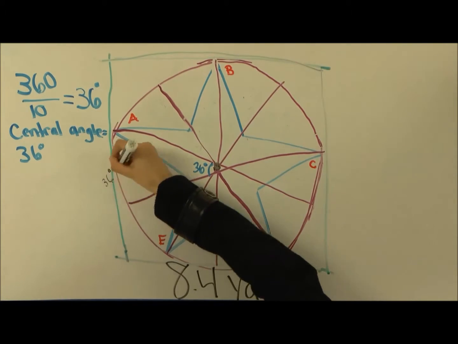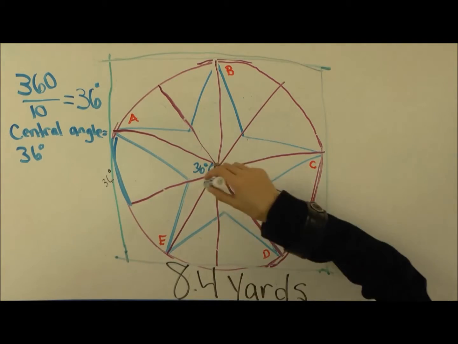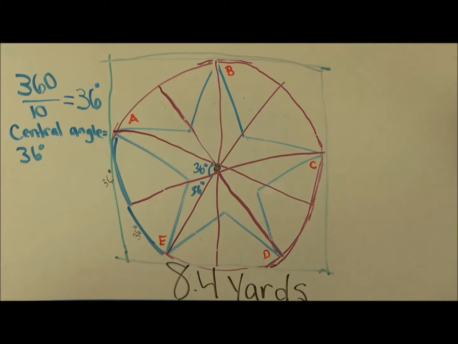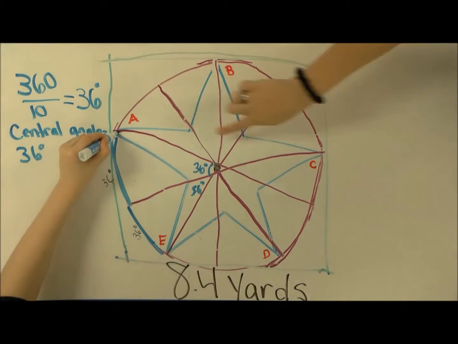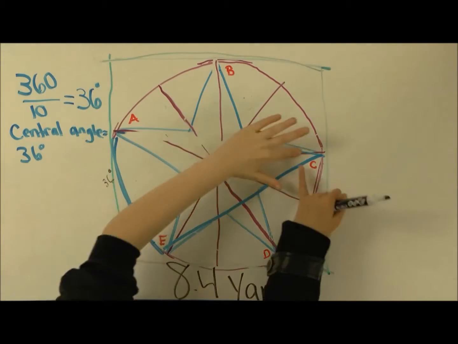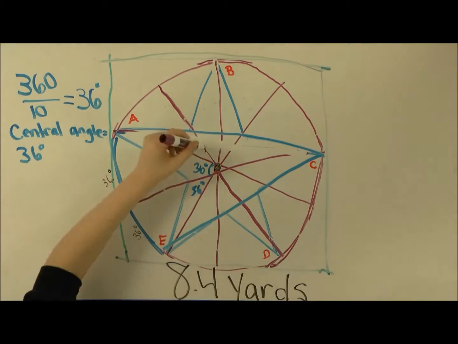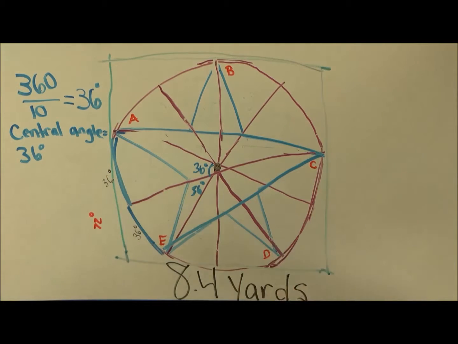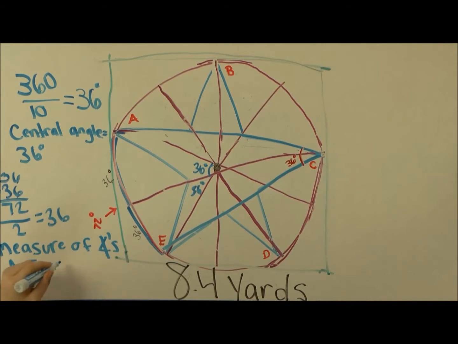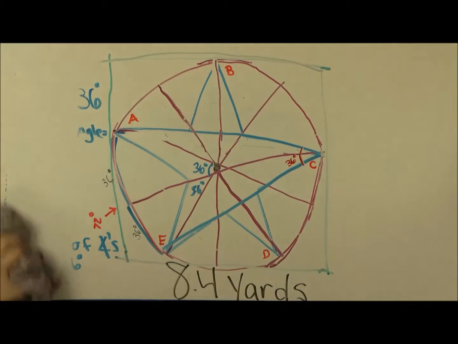Because the central angle is 36, that also makes the arc across it 36. Since our goal is to find the point of the stars, we're going to draw a line combining the two arcs. When we combine the two arcs, we get 72 degrees. To find the intercepted angle, we divide the intercepted arc by 2, which gives us 36. So the measurement of points A, B, C, D, and E is 36 degrees.